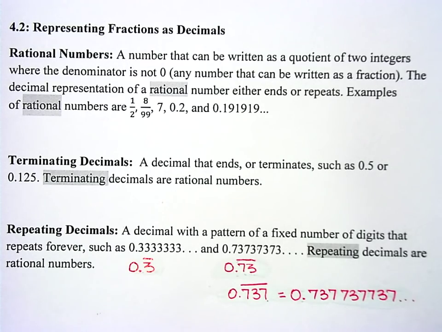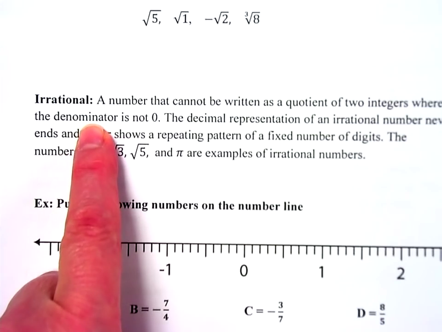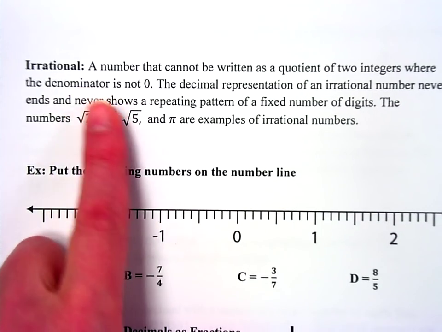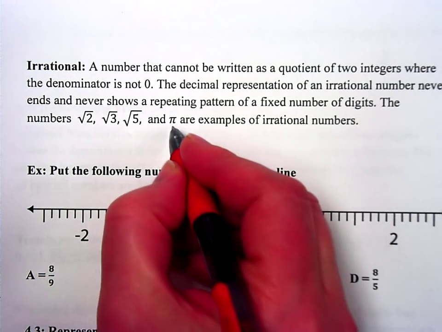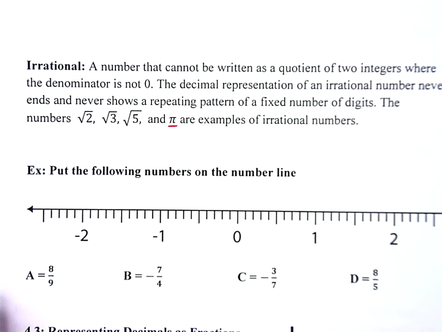Now, when we look at that, the question is what's irrational? Because we said rational numbers can be written as fractions, and in decimal form they either stop or go forever with repetition. So what are the irrational numbers? Irrational numbers are numbers that go forever without repetition. One example of an irrational number is pi. Even though we use 3.14, that's just the approximation. Pi goes forever without repetition.